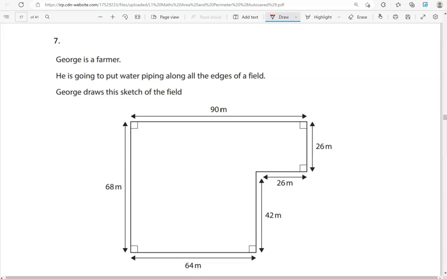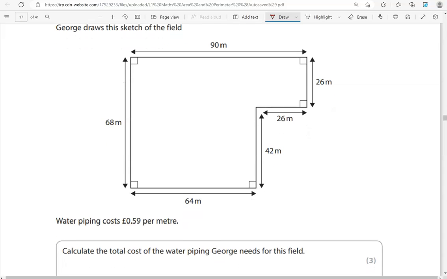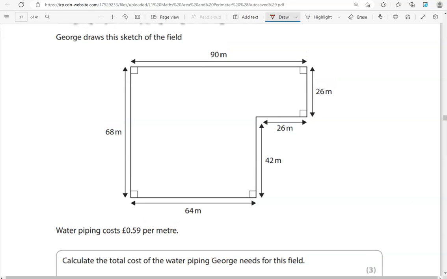George is a farmer. He's going to put water piping along all the edges of a field. George draws this sketch of a field. Water piping costs 59 pence per metre. Calculate the total cost of the water piping George needs for this field.